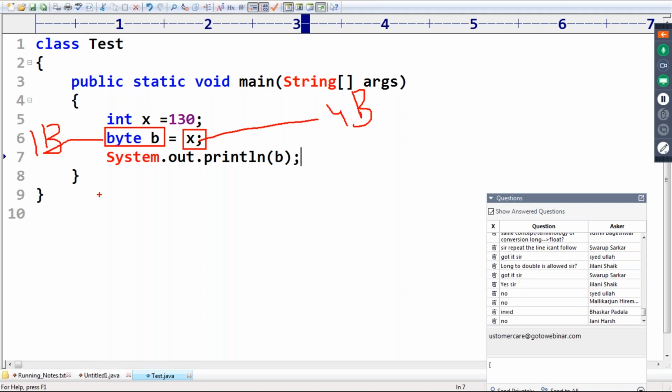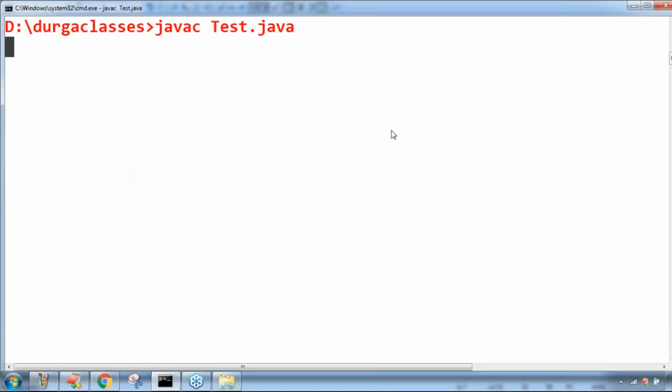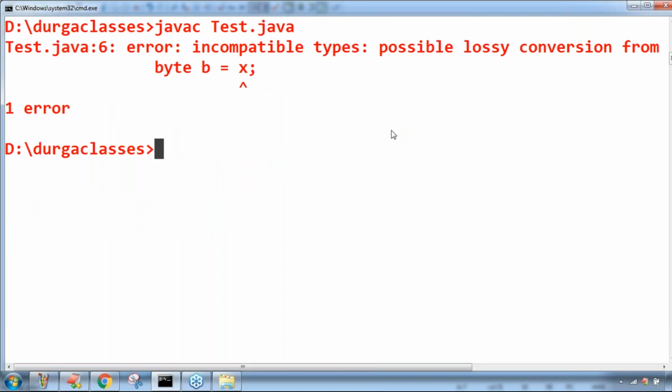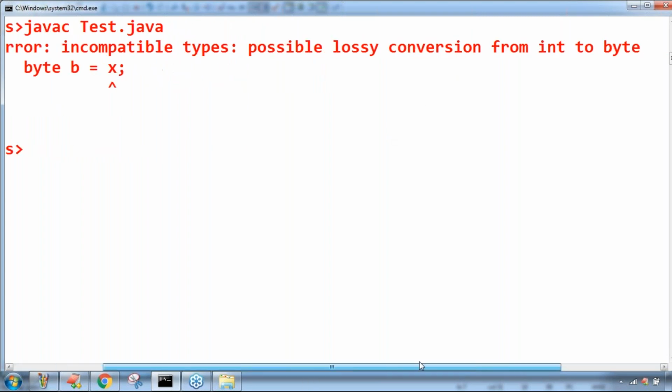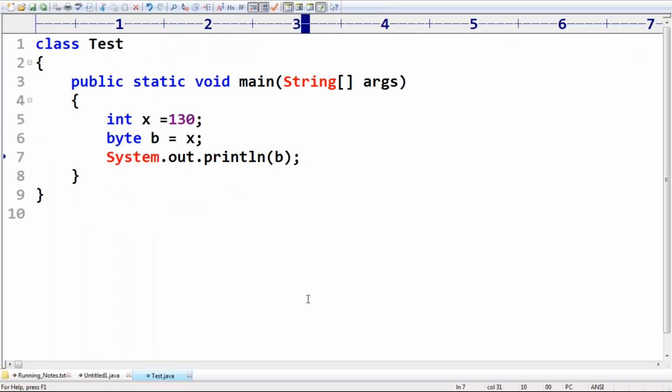The compiler is telling, sorry, I can't do that, because there may be a chance of loss of information. A 4 byte value, how can I place it inside 1 byte? Observe carefully, we are going to get an error. Incompatible types. In the old versions it was possible loss of precision, but here it says incompatible types: possible lossy conversion from int to byte.